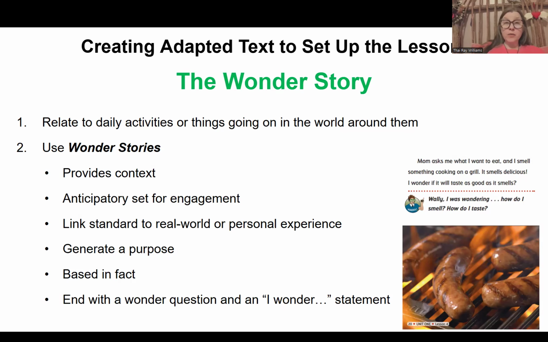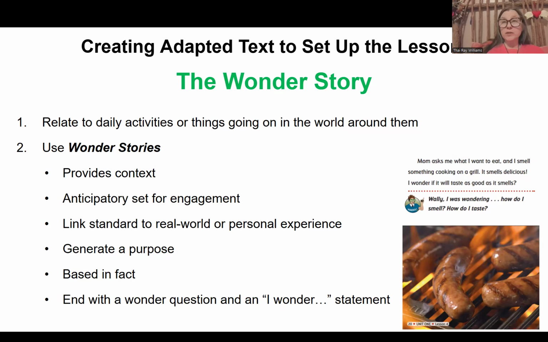All right, now that you know how to write a concept statement for your science lesson, let's talk about wonder stories. And really, what wonder stories are is they are adapted texts that set up your lesson. They lead directly into your lesson and they set your student up for that. And they're related to things like daily living activities, things that the students know about and engage in, or they might be related to things that are going on in the world around them.